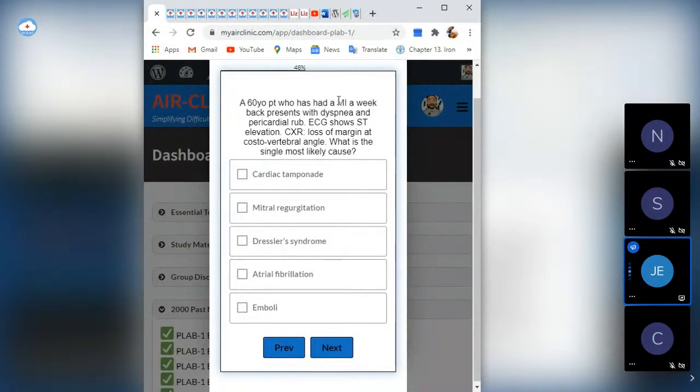A 60-year-old had MI a week ago and has dyspnea, pericardial rub, pericardial friction rub. It's classical for something now. They also still have ST segment elevation. Chest X-ray shows loss of margin at the costovertebral angle. So they're losing the costovertebral angle. This is straightforward. What do you guys think, guys?